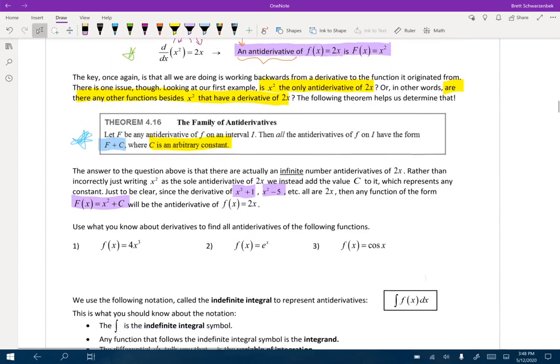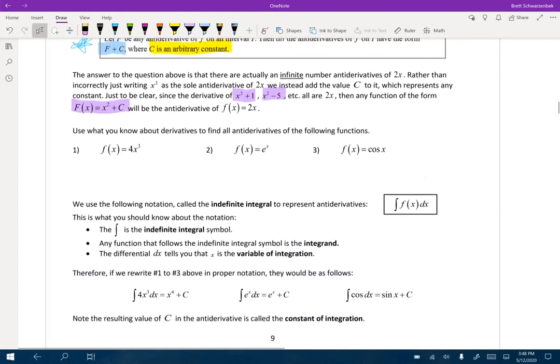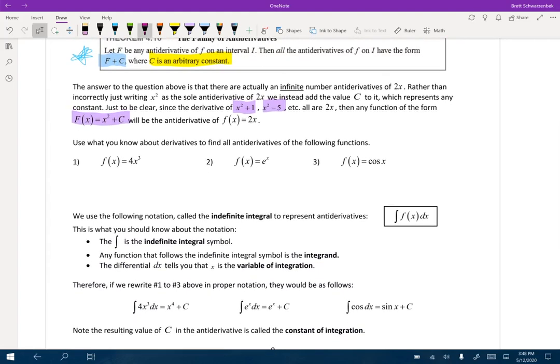Okay, so we're going to start slow here. Let's do some mental work. If you look at number 1, it says find all antiderivatives of the functions.